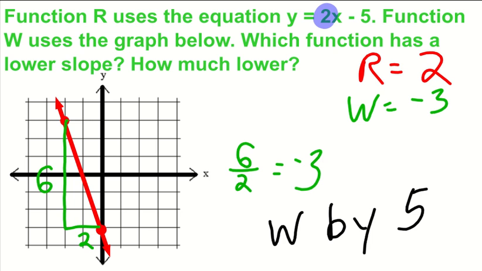Okay? Negatives obviously make it a little bit trickier, but we get the idea, right? If it asks you which one's lower, negative numbers are lower than positive numbers, so the negative automatically is the lower one. And then it says how much lower, it's asking for the distance between the two of them. From 2 to negative 3, you've got to go from 2 to 0, then 0 to negative 3. That's a total of 5 that you're going.